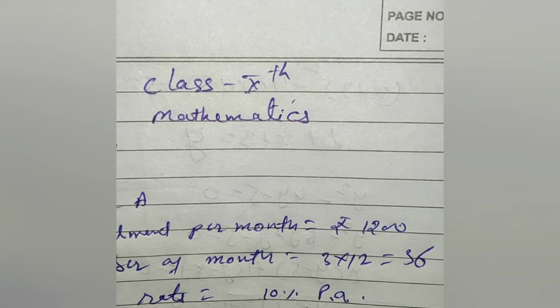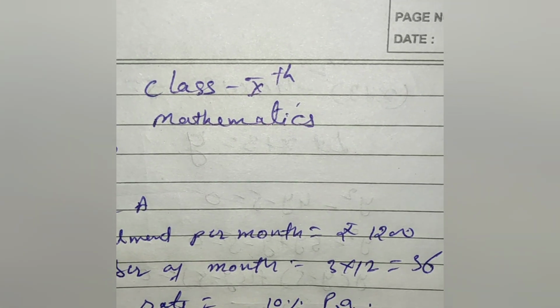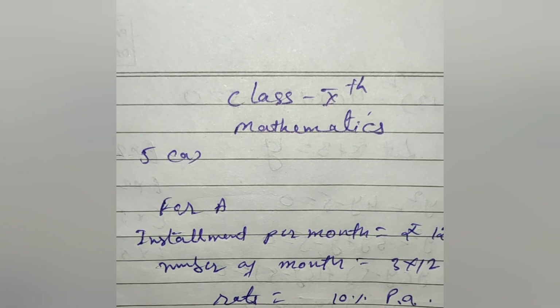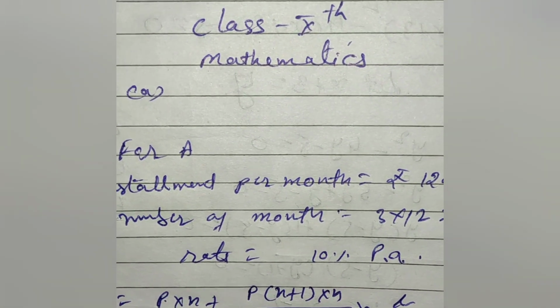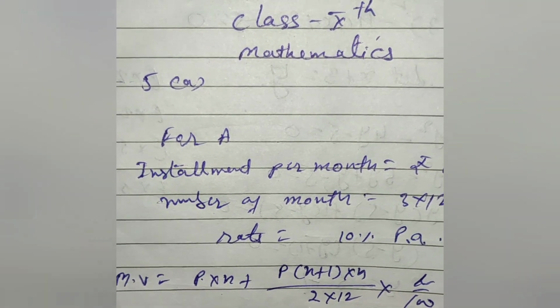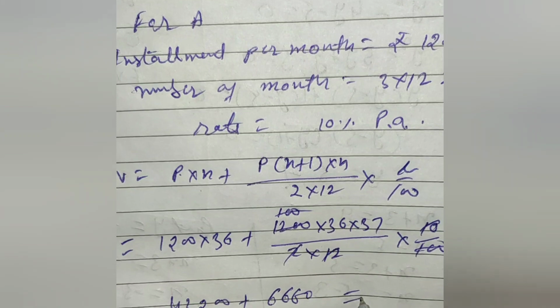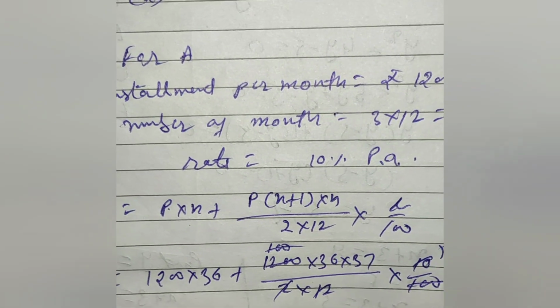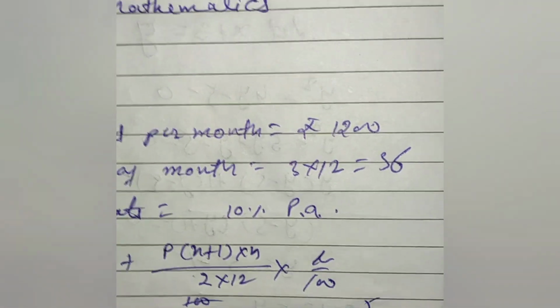Simplify, cancelling 12, 100 and 2, 5. Multiply each one. This will be equal to 43,200 and this will be 6,660 rupees. Add both numbers. This will be rupees 49,860. This is the maturity value of A.